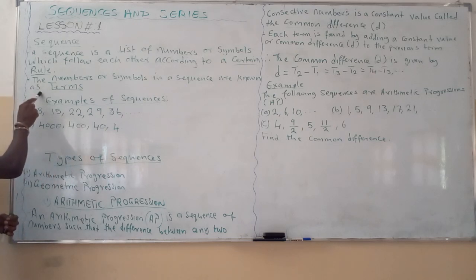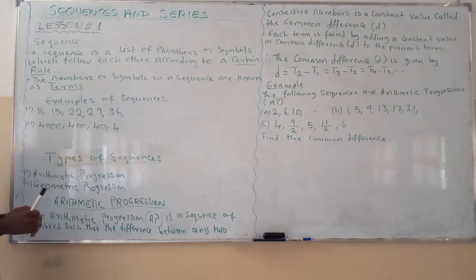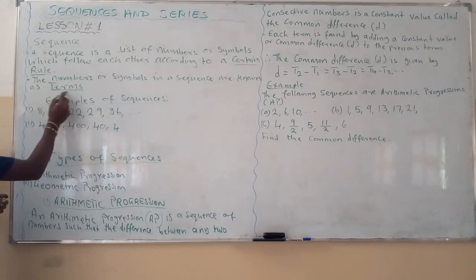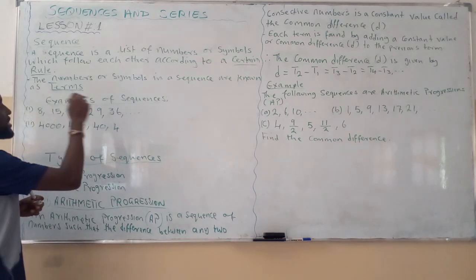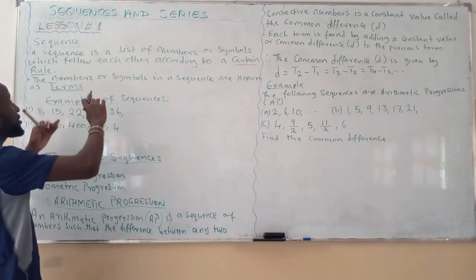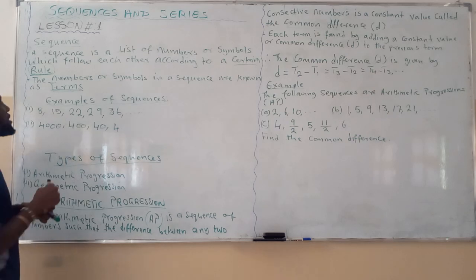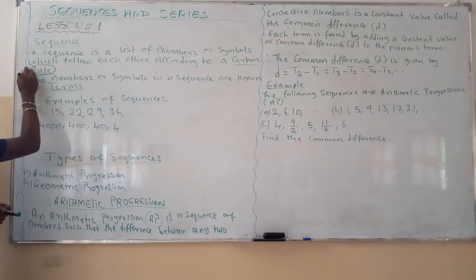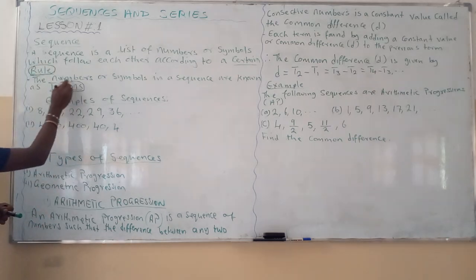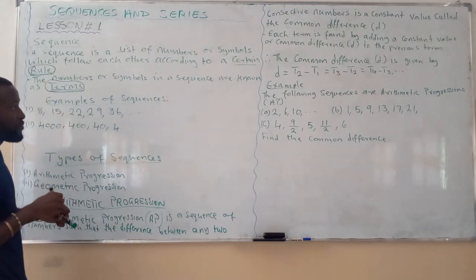The numbers or symbols in a sequence are known as terms. Keep note of this, it is very important. There should be a rule that makes it a sequence. If there is no rule, then the sequence will not make sense. There should be a rule. The same applies here: these are known as the terms.